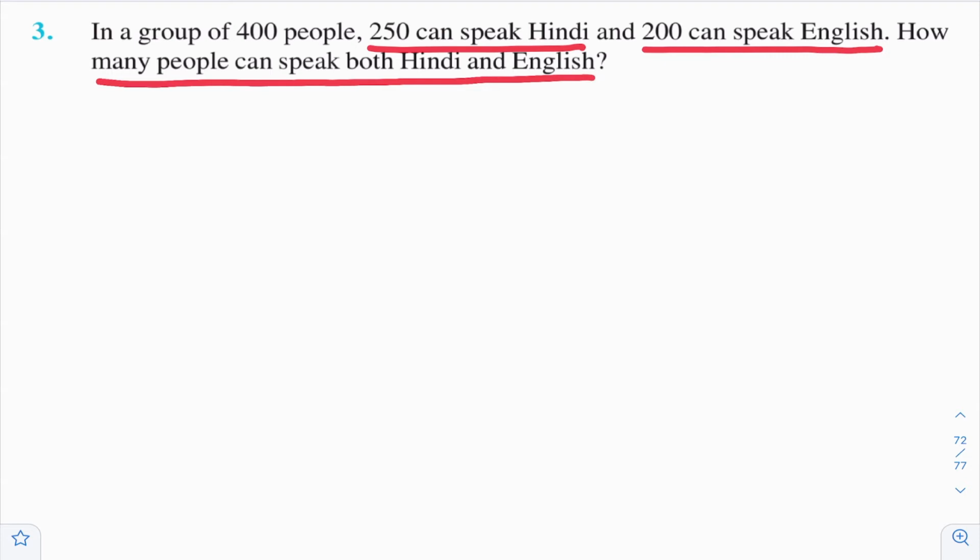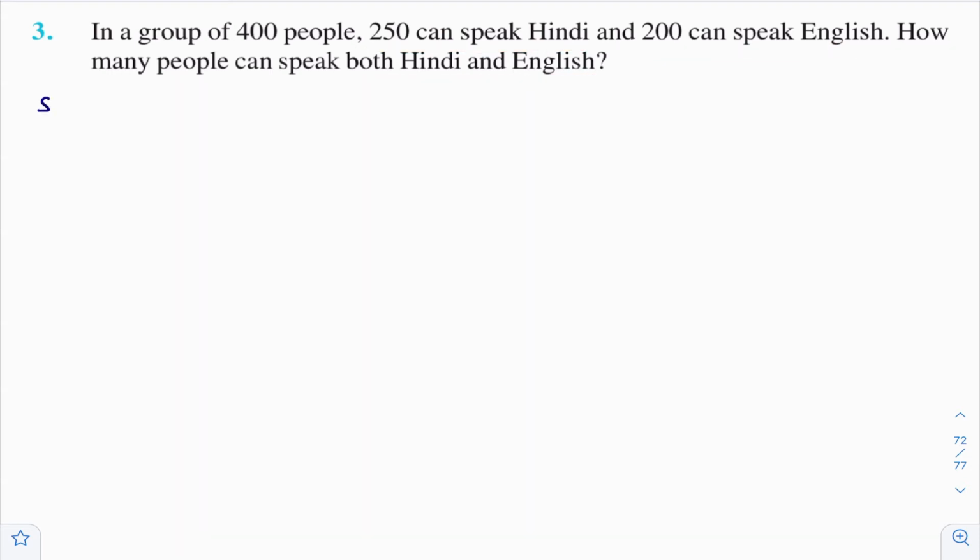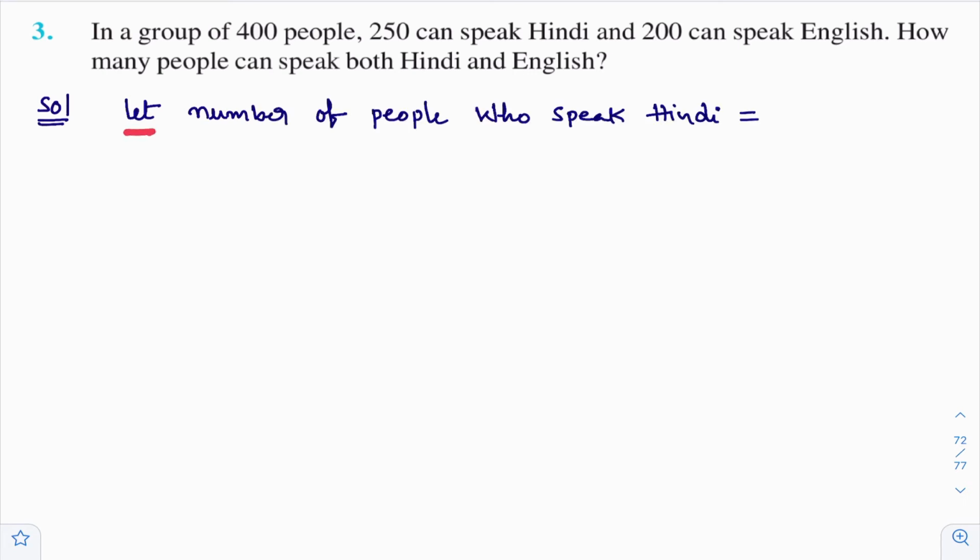This is the question. Here, we need to write some data first. It is compulsory. So, I'll write like this. Let n of h be the number of people who speak Hindi. So, n of h means the number of people who speak Hindi. In the question they have given that 250 can speak Hindi. That means n of h equals 250.